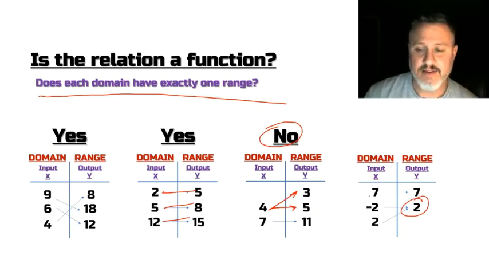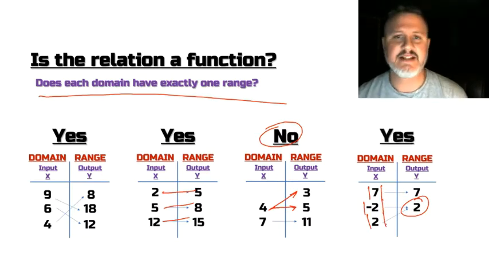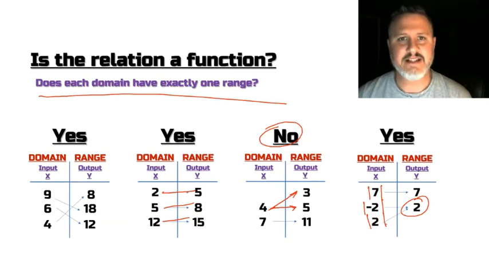And yeah, the rule here is actually, if you thought about it, if you take the absolute value of 7, what do you get? 7. If you take the absolute value of -2, you get 2. And if you take the absolute value of 2, you get 2 also. So that is possible. That is a yes. That is a function. Each domain has exactly one range. All right, that's a lot of new vocab, but hopefully you're getting the hang of it.